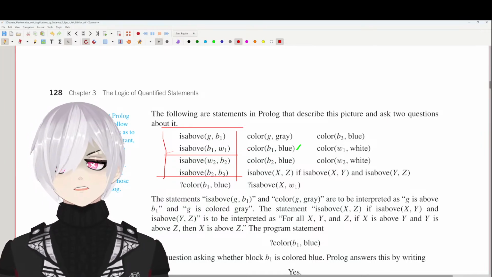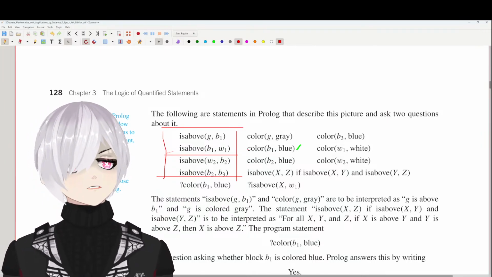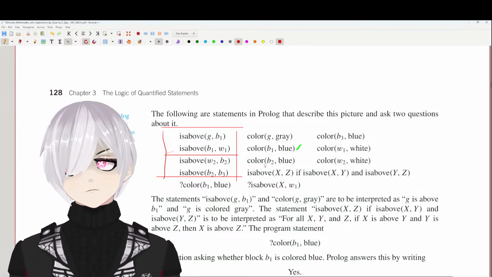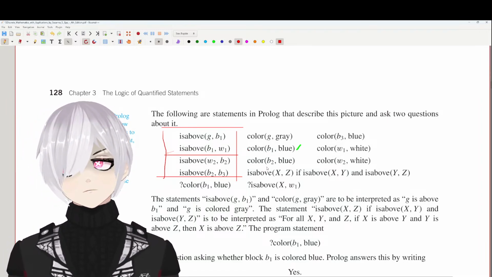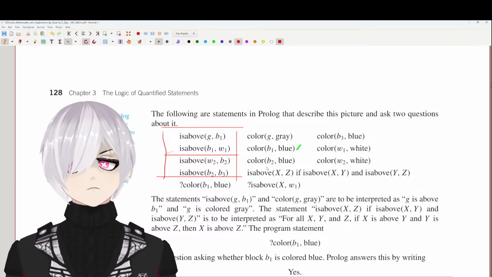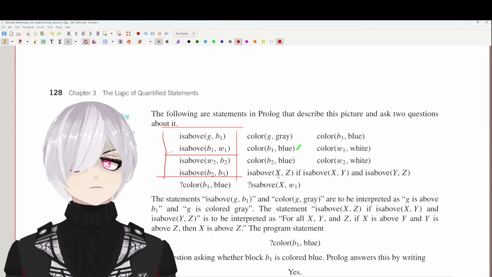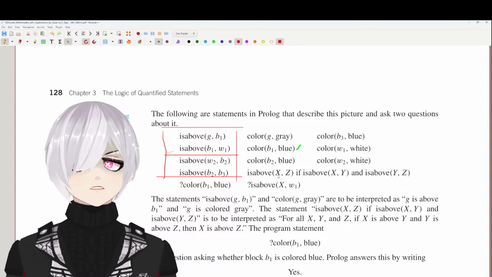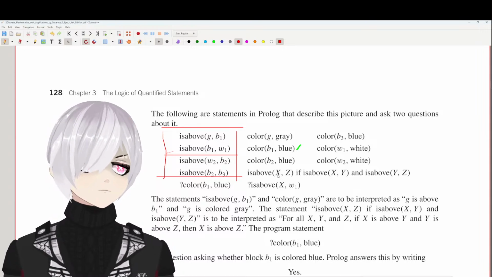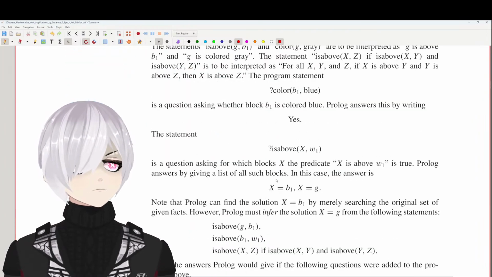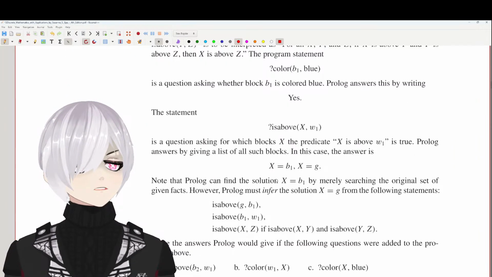It depends on what it does, because it could either interpret this as B2 is not above W1, false by default, or it could conclude that there's not enough information to know for sure. I would guess it would say the latter, that there isn't enough information.